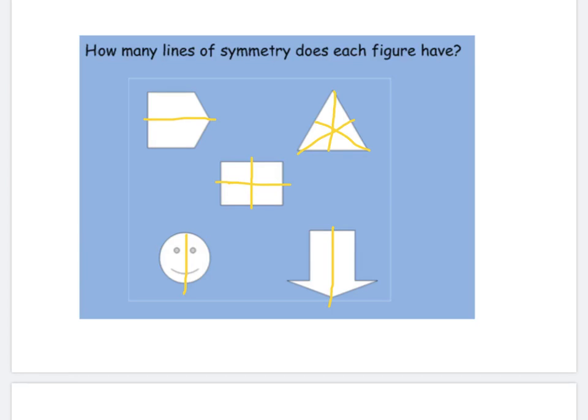So lines of symmetry, the best way to test it would be to see if you could take that figure and fold it to match each piece up. If it folds correctly and it matches side to side, exactly the same size, then it is considered a line of symmetry.